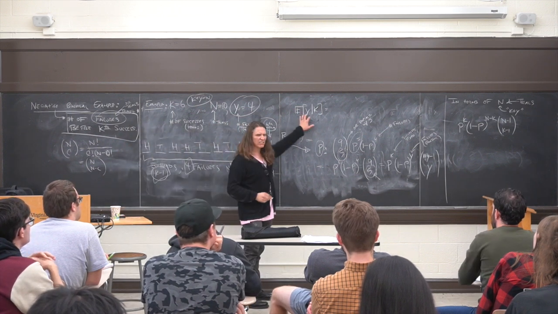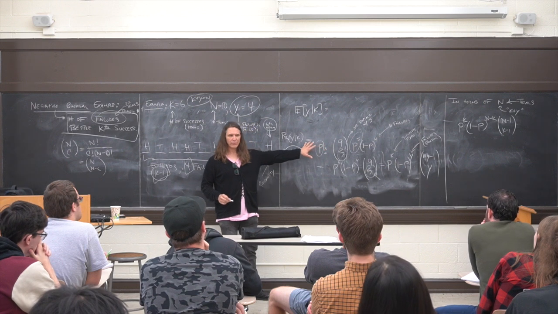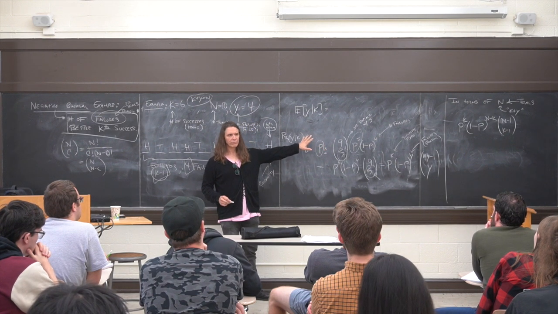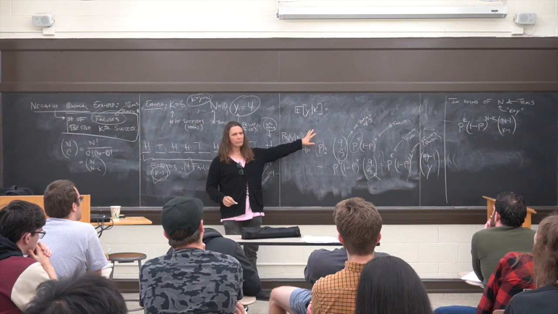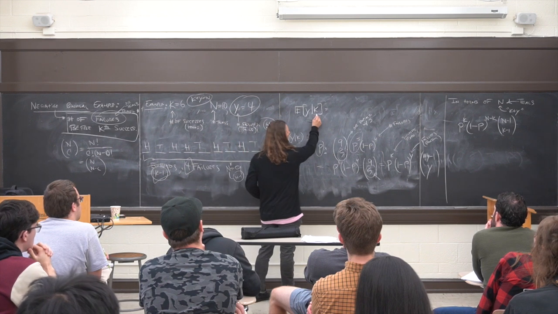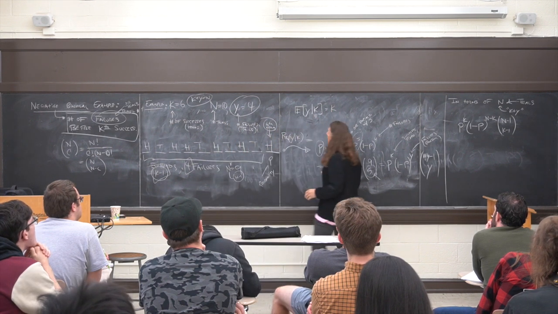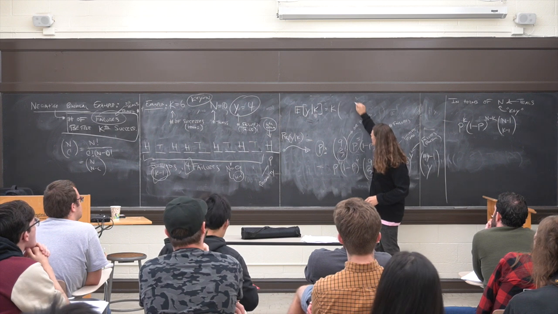What's the expectation of this one? Anybody know? I'll write down the easy part. K over n. Has something to do with k. It's not k over n.